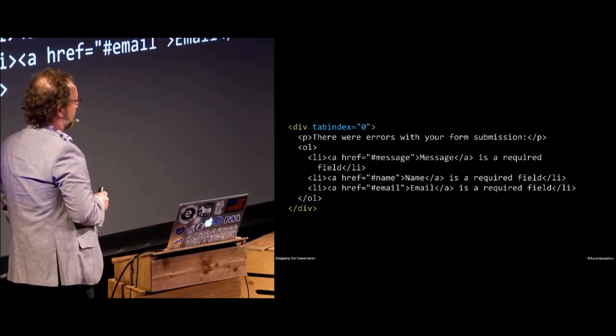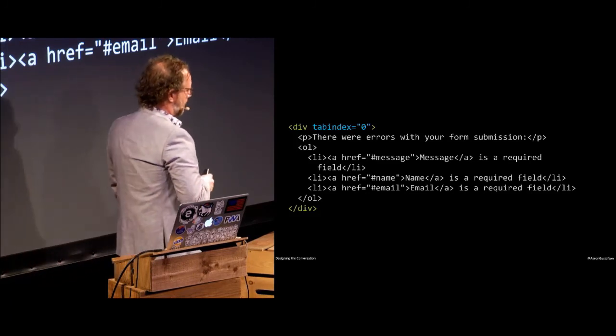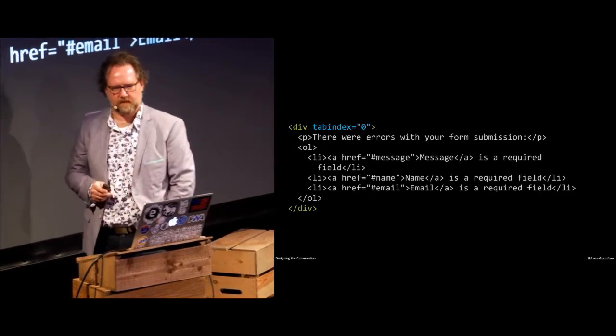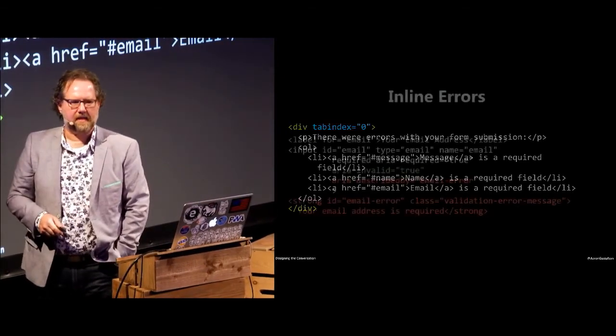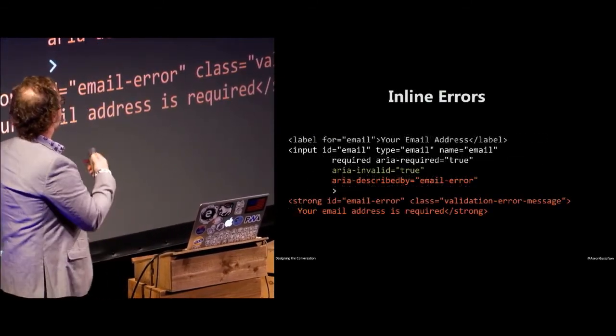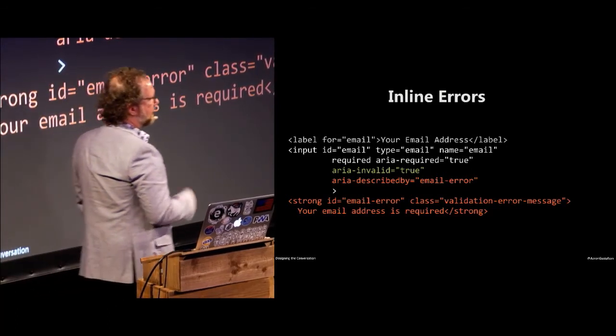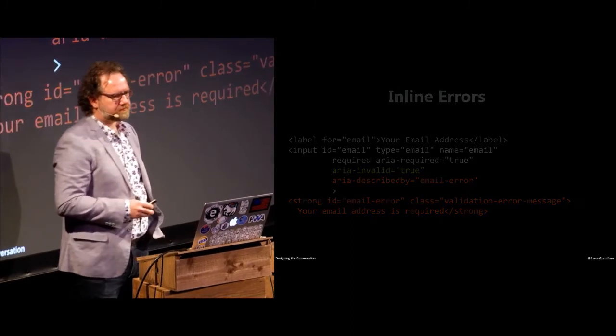And it might end up sounding something like this. Contact Retreats 4 Geeks. There were errors with your form submission. 1. Message is a required field. 2. Name is a required field. 3. Email is a required field. So that's pretty cool. And then you use the same pattern that we saw before about having the aria-describedby or aria-errormessage indicating what that error is in the context of the field.